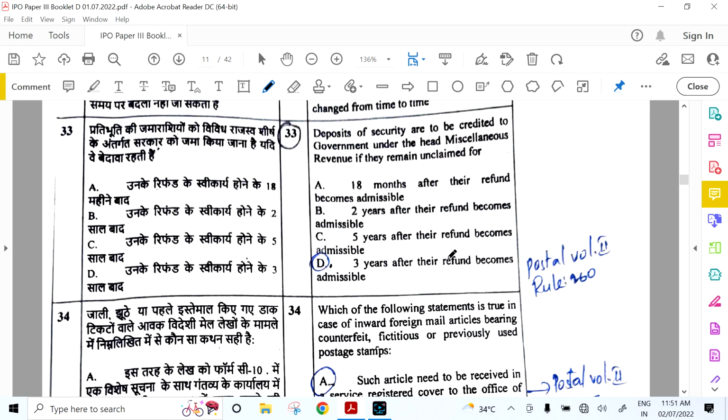Deposits of security are to be credited to the government under the head miscellaneous revenue if they remain unclaimed for 3 years after their refund becomes admissible, under Postal Volume 2, Rule 260. You will find this one.